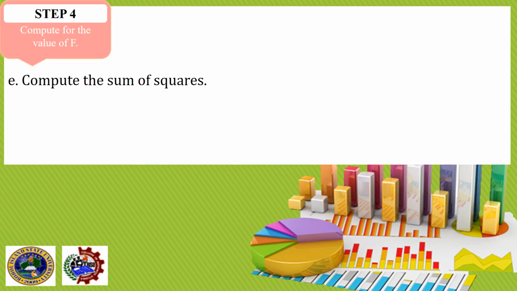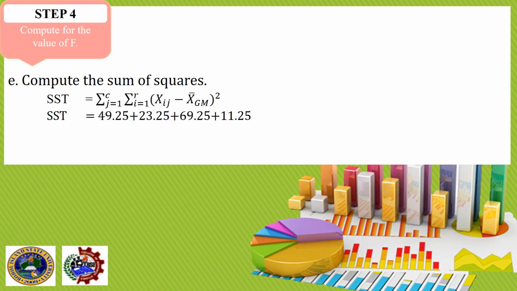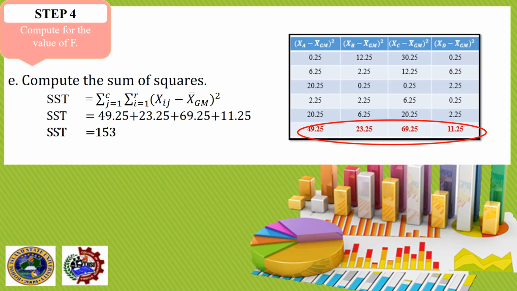Next is to compute the sum of squares. So first is the sum of squares for total. We will consider this part of the table. We have already obtained these values, and after this we will find its total. So the sum for this column is equal to 49.25.